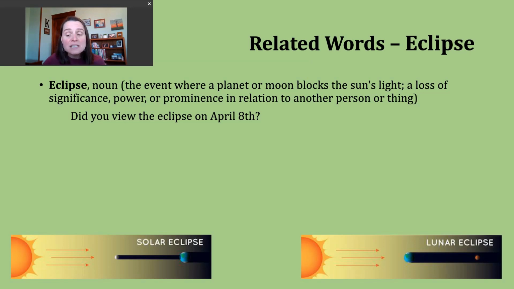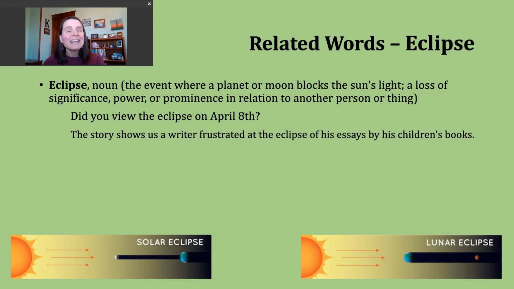Okay. Now there's a second way to use the noun eclipse, and again, that's usually referring to the loss of significance, power, or prominence in relation to another person or thing. An example of this noun in a sentence can be, the story shows us a writer frustrated at the eclipse of his essays by his children's books.